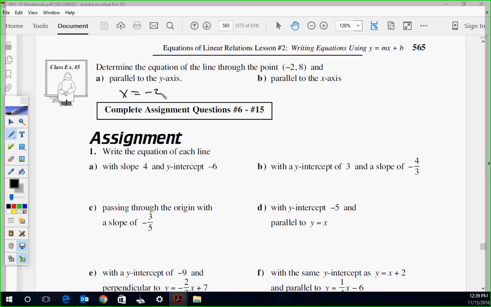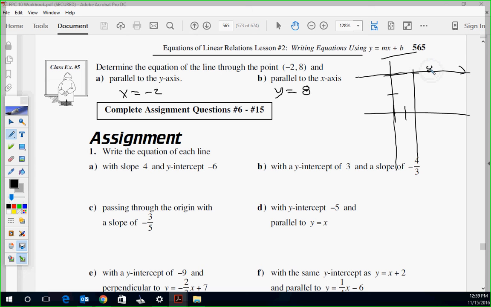Do you understand that x equals -2 goes through 8? Because x equals -2 hits infinite points, it hits all the numbers. If I go through here, here's -2, this line hits 8, it hits 10, it hits 20, it hits 100, it hits all of them. Parallel to the x-axis, that's going to be horizontal, so that's going to be y equals 8. You have to go through the y. If this is 8 here, it'd be like that. All right, we'll pause there.